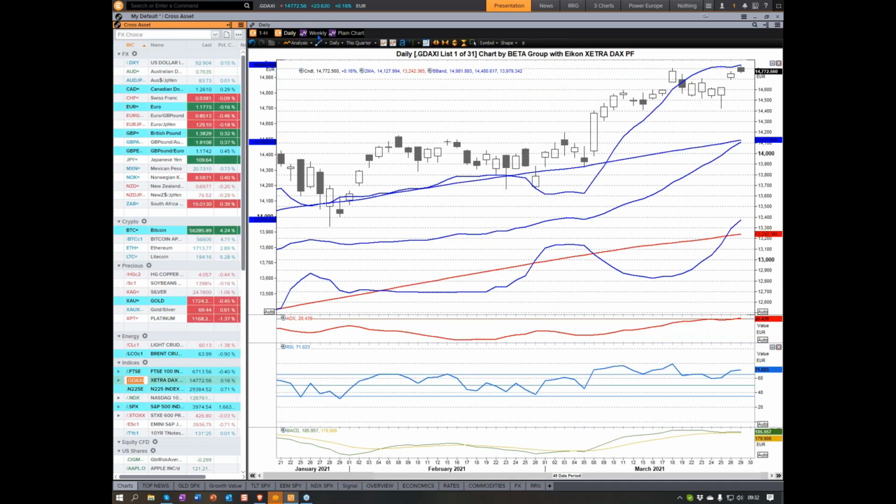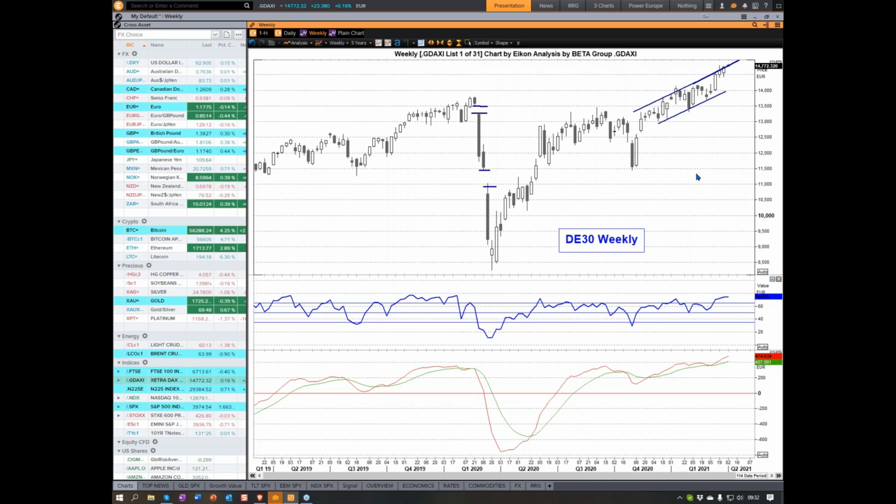Let's go to the weekly on that here. So we've got this rising channel here. It's powered ahead strongly since it took out the 2020 high. It's performing beautifully. I like the RSI moving up strongly here. I know it's high, but it's high because it's strong, not because it's weak. And the weekly MACD is very bullish.